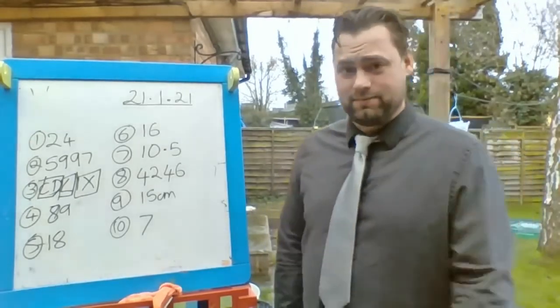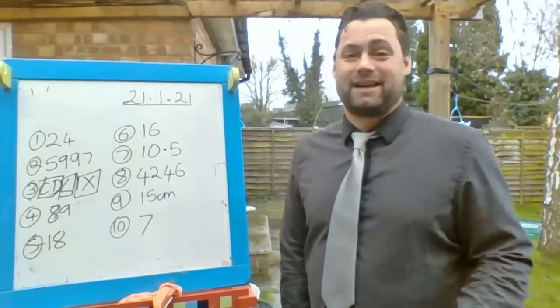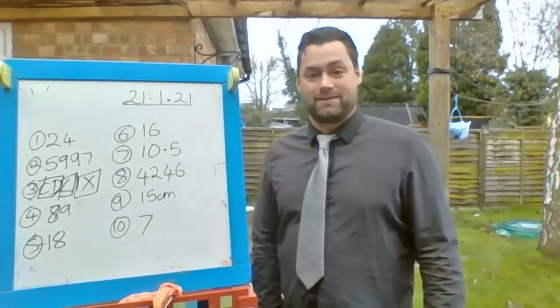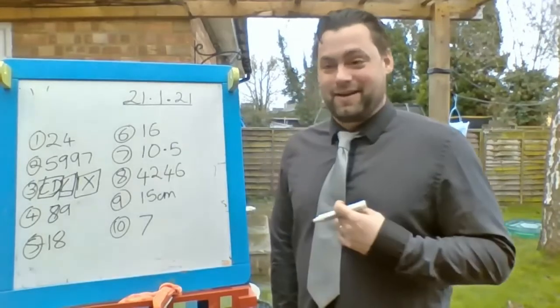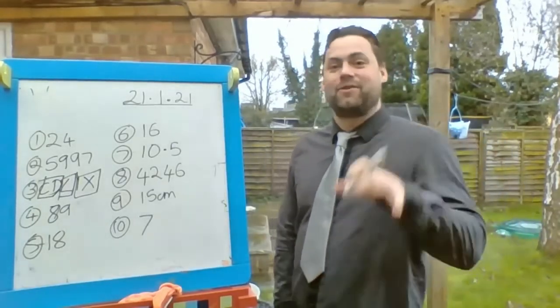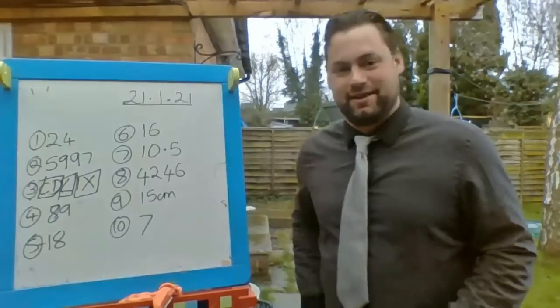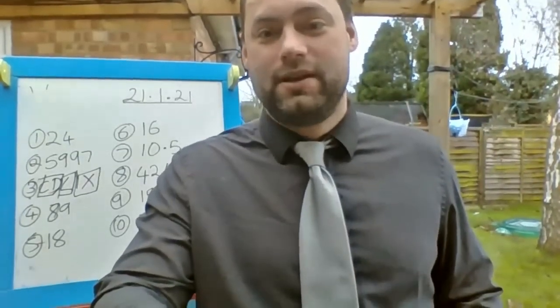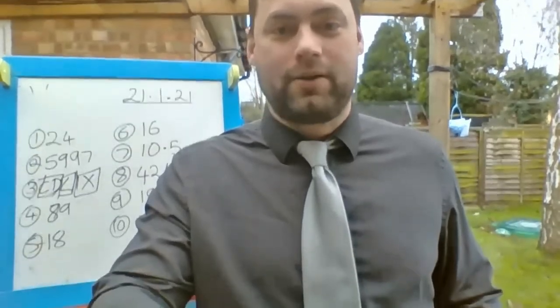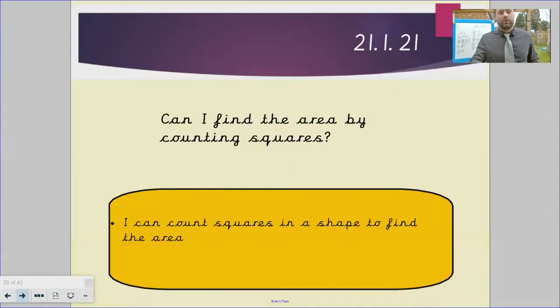Question 9, 150 millimeters is actually 15 centimeters. You just divide it by 10 because there are 10 millimeters to every centimeter. I've got the hiccups. And question 10, the answer was 7. So there we are. Well done for doing those questions. I'm now going to go back to my screen share and move into what we're doing today.